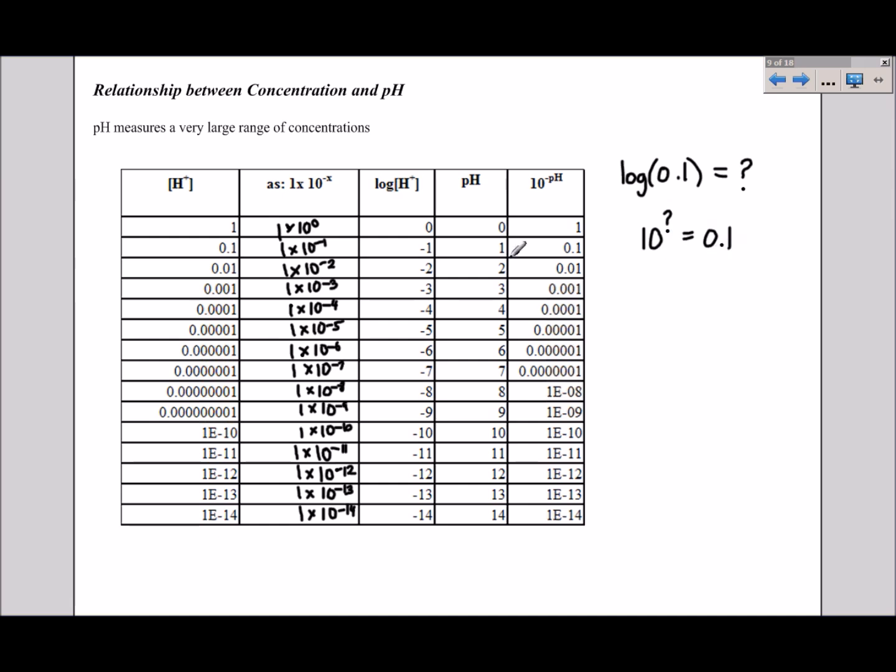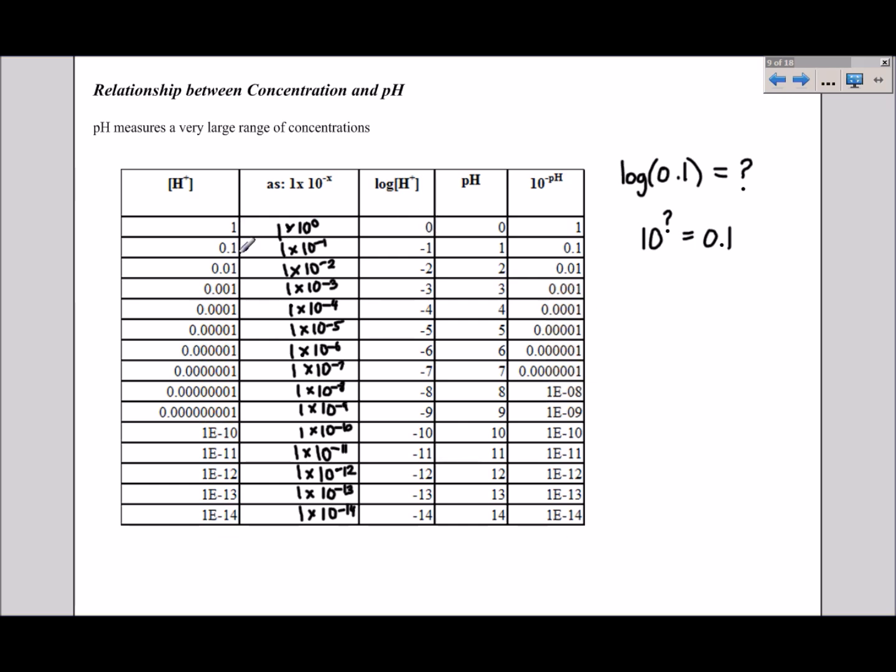This is why we put these numbers into scientific notation, because the number 1 is really equivalent to 10 to the 0. So if I want to know the log of 1, I need to know what 10 needs to be raised to in order to give me 1. So 10 needs to be raised to 0.